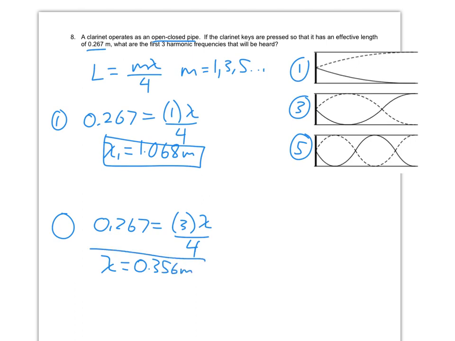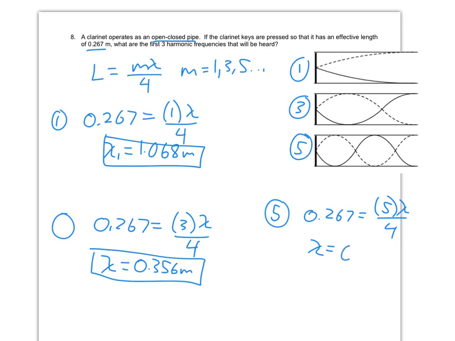0.356 meters. And then lastly, for that final harmonic, which is the fifth harmonic, we can say 0.267 is equal to 5 lambda over 4. So lambda in this case ends up being 0.213 meters. From there, we can go ahead and determine our frequency.